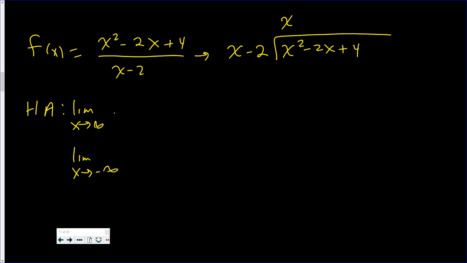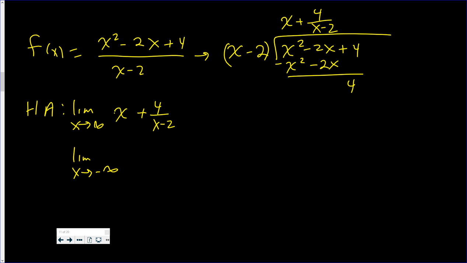X goes into x squared x times. Multiply that by x, get x squared minus 2x, and you subtract. So that's going to give you 0, and then you bring down the 4. So this becomes this. Now we want the limit of x plus 4 over x minus 2. If x is going to infinity, that fraction is going to 0. So the limit is x. Now, let's just decide if it's more than x or less than x. The 4 is positive, and if x is really large, x minus 2 is positive. So it's going to be a little bit more than y equal x.